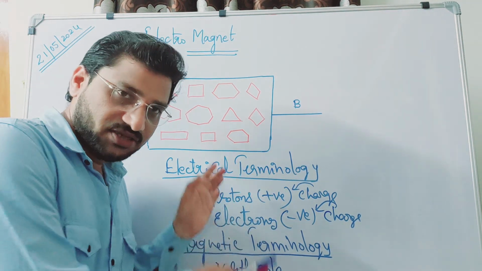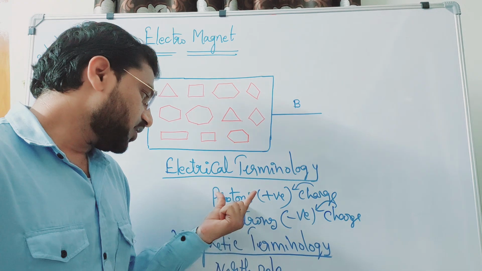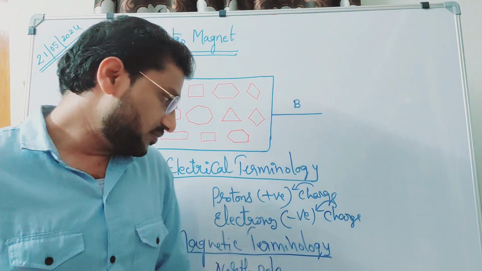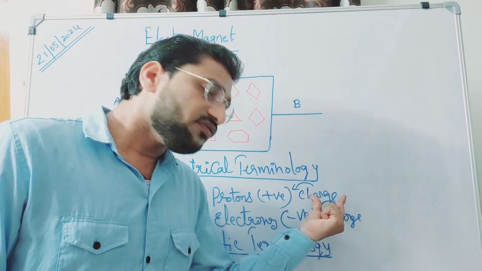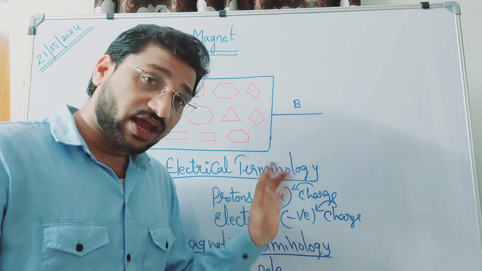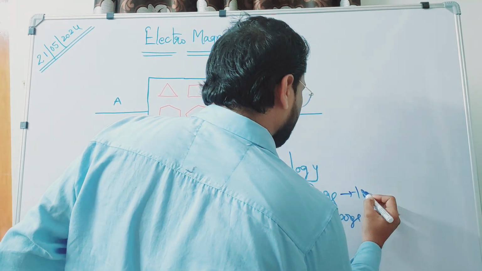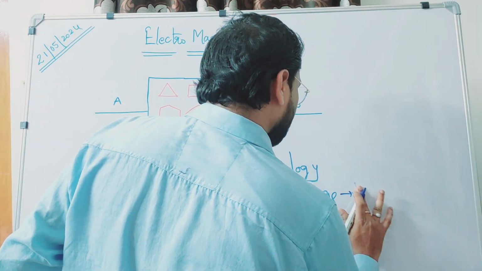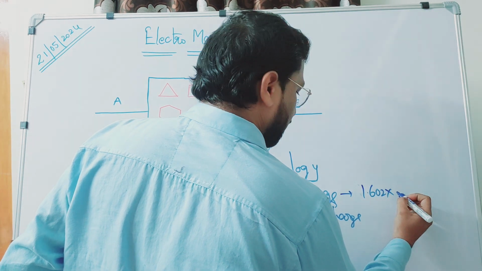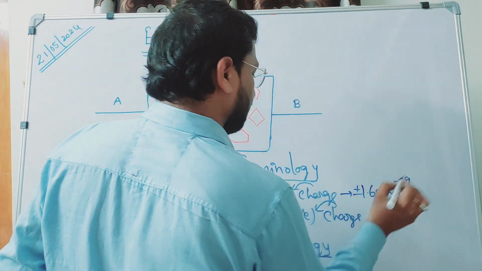I am just comparing so that you will understand clearly. In electrical terminology, there are protons and electrons inside the material. The charge of the proton is positive, the charge of the electron is negative, and both have the same charge magnitude, 1.602 into 10 to the power of minus 19. The sign will depend upon the type of material, type of ion. So it is plus or minus.